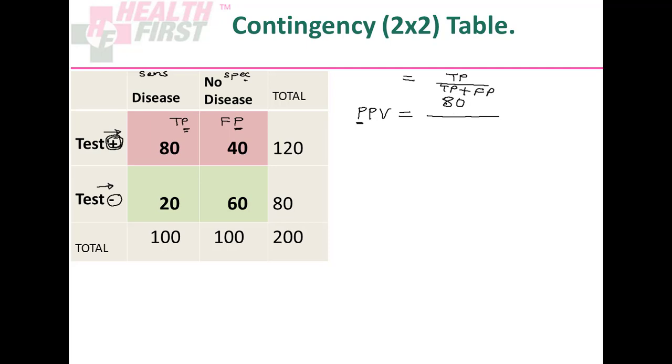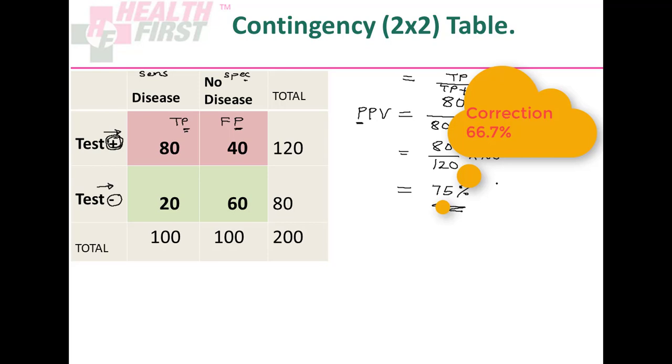And of course our true positive is 80. That's divided by 80 plus 40. This gives us 80 over 120, right? And this can be expressed as a percentage and it gives us 75%.